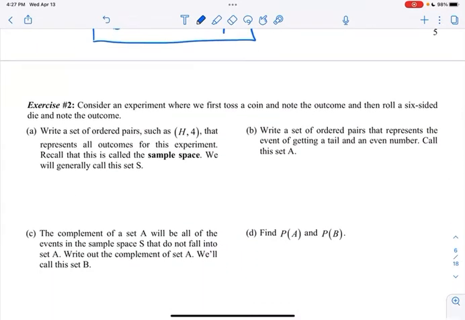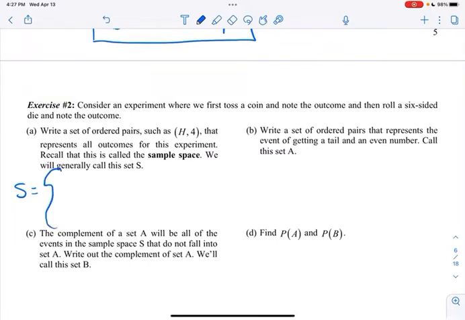Consider an experiment where we first toss a coin and note the outcome, and then roll a 6-sided die and note the outcome. Write a set of ordered pairs, such as did you get a head or a tail on the coin, and what number did you get on the die. So this will be the sample space. So we're going to call this set S. So it's going to need a lot of room here.